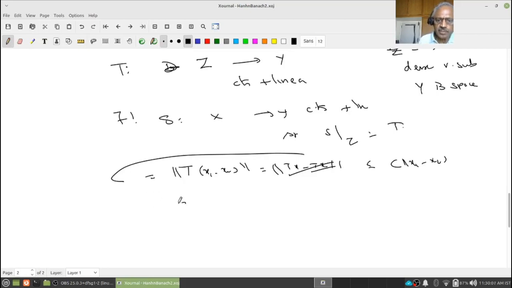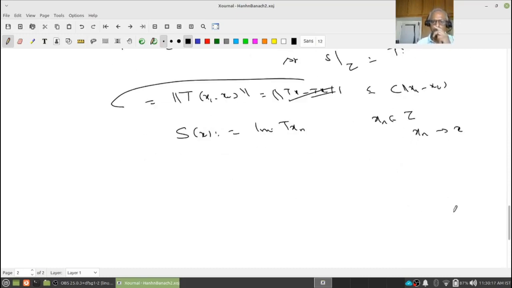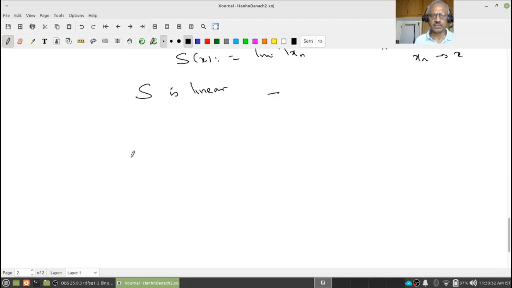Therefore, I put S of x to be, as we did earlier, the limit of Txn, where xn is in D and xn converges to x. Then I want to claim S is linear. That's all very easy, I don't want to waste time. You can refer to any functional analysis book. So what is the thrust of the thing?